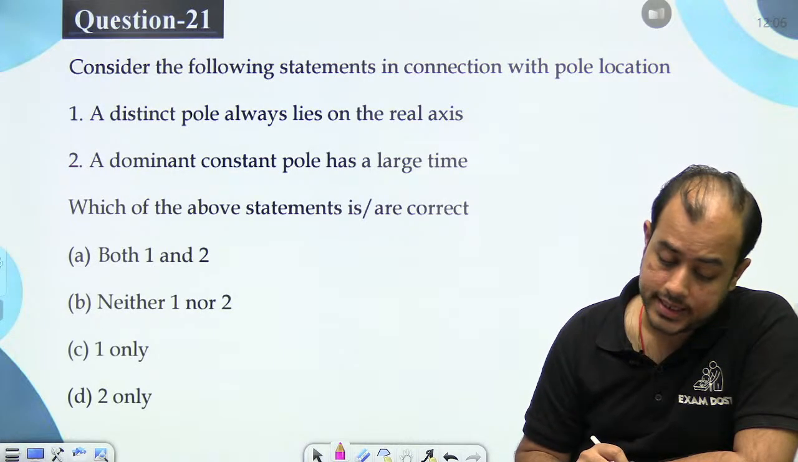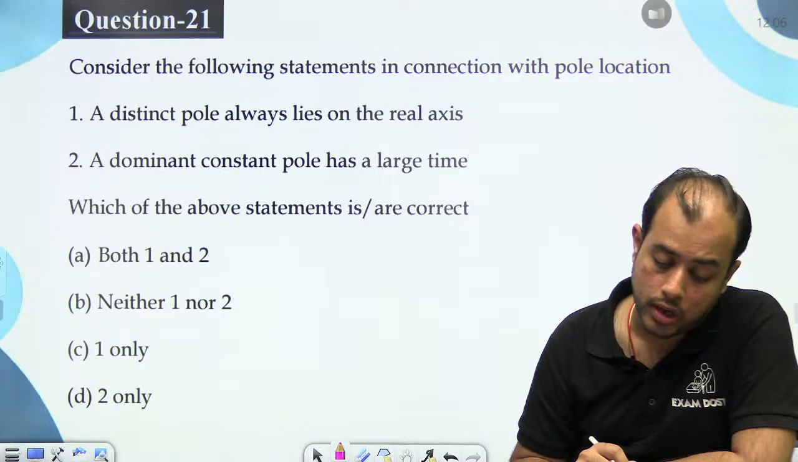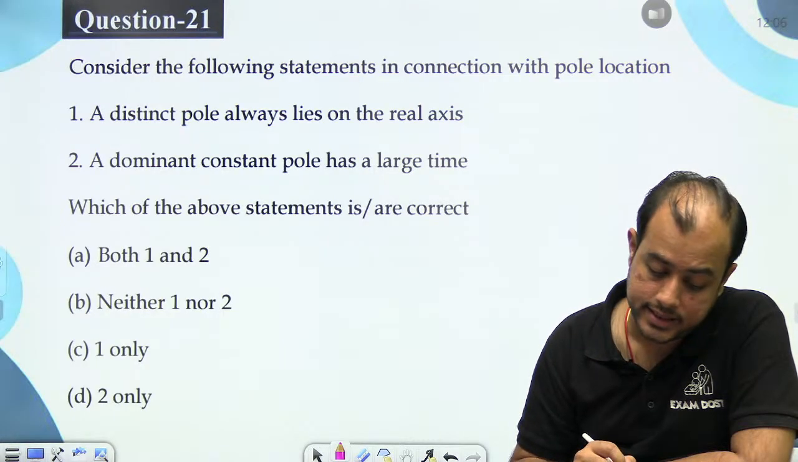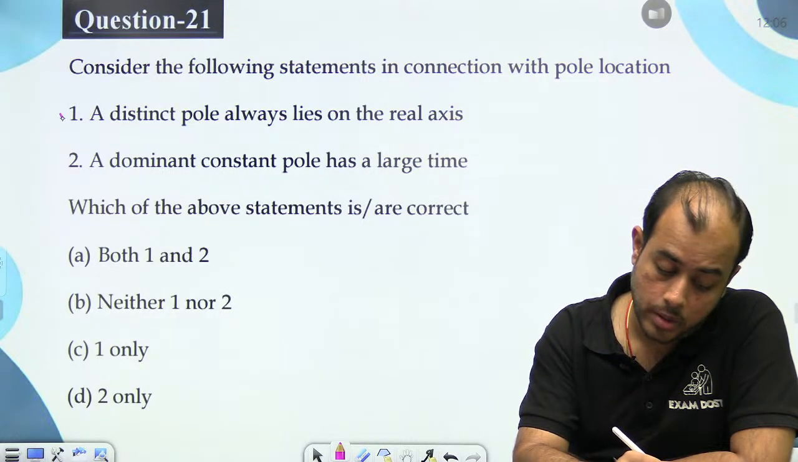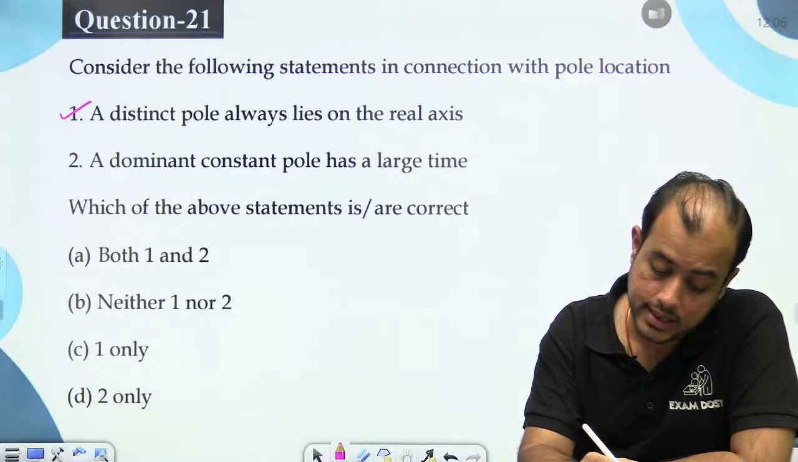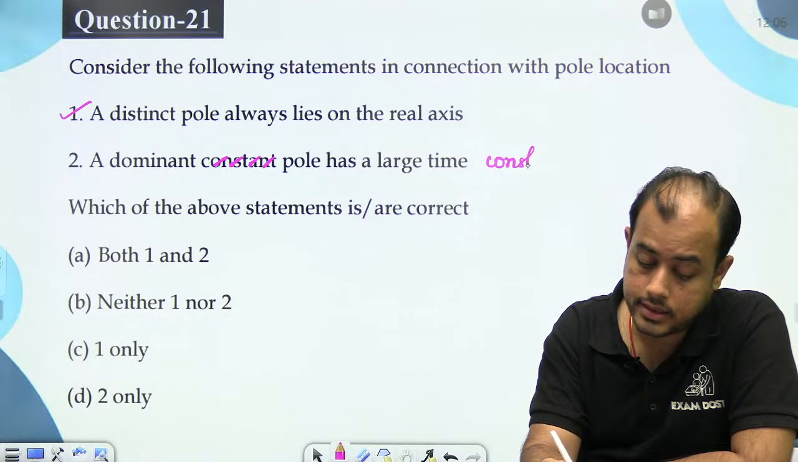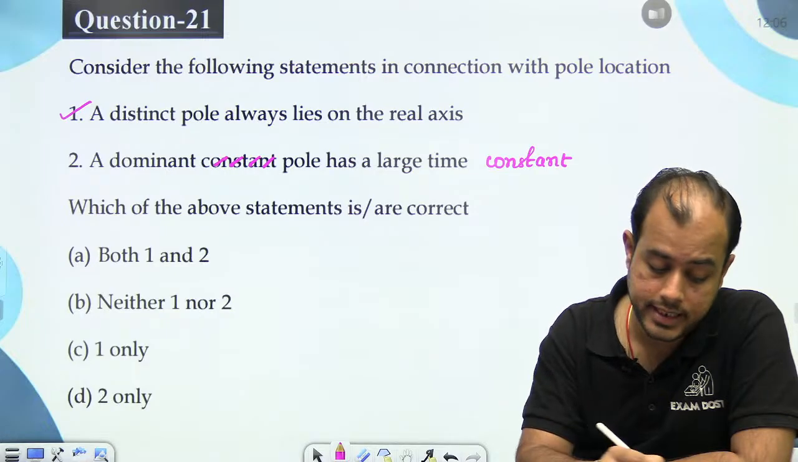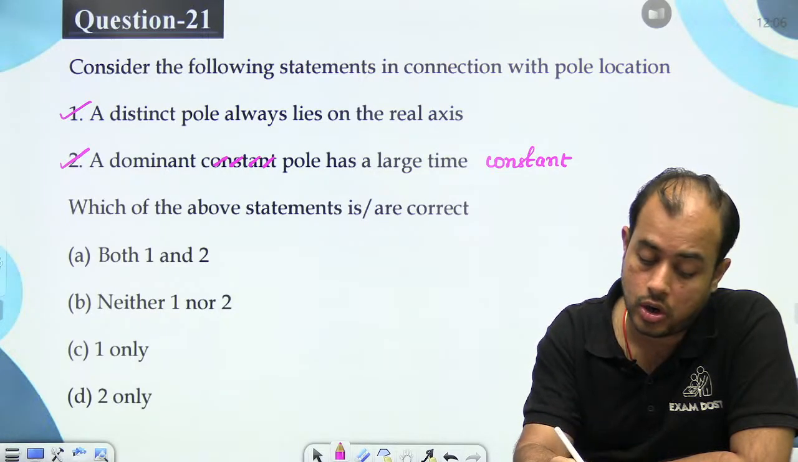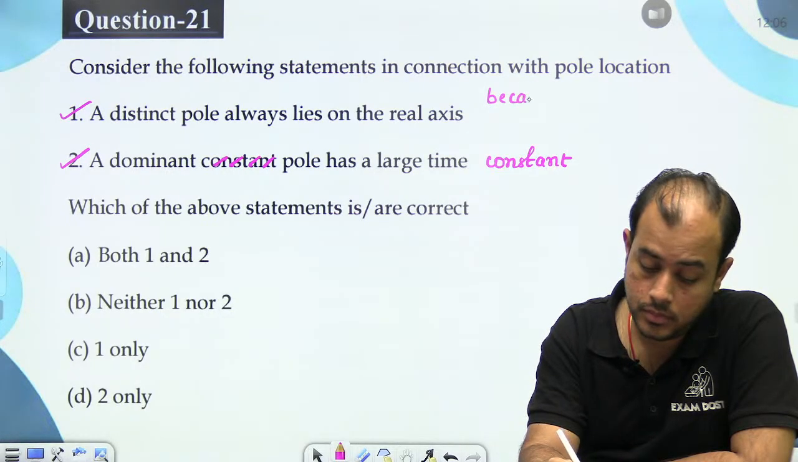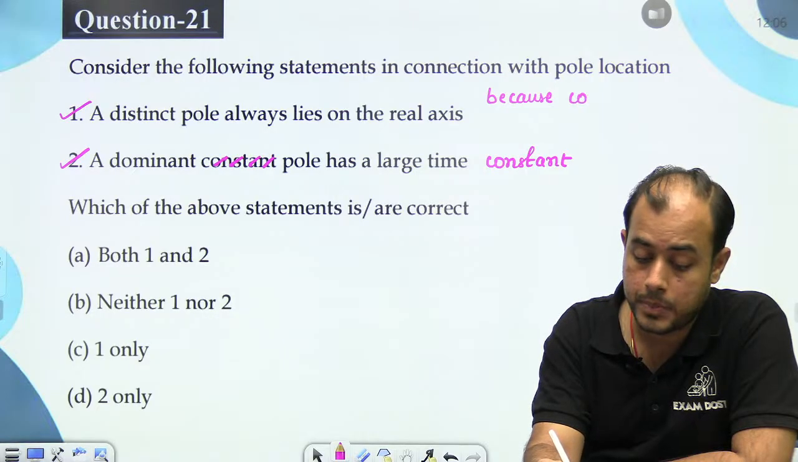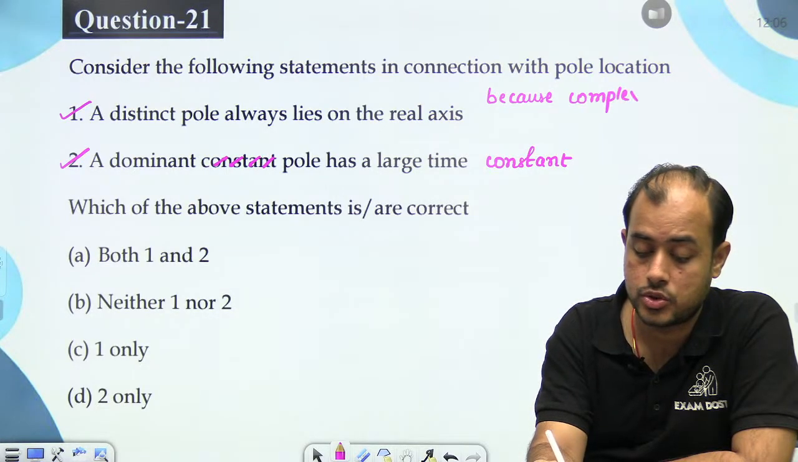ESE 2010, a distinct pole always lies on the real axis. A dominant pole has a large time constant. Correct. Distinct pole तो really हो सकता है ना, because complex poles exist in conjugate pairs.